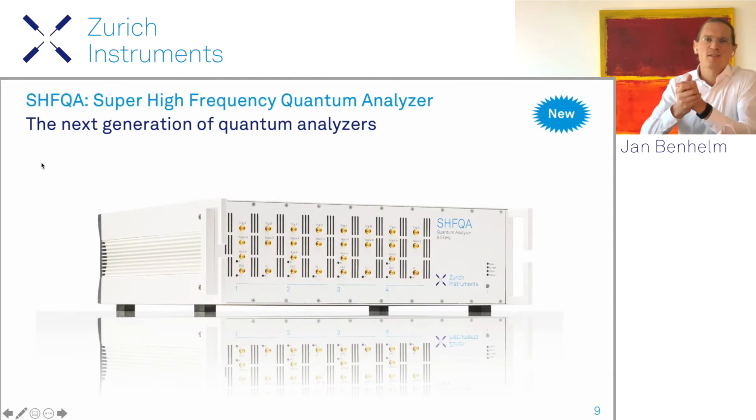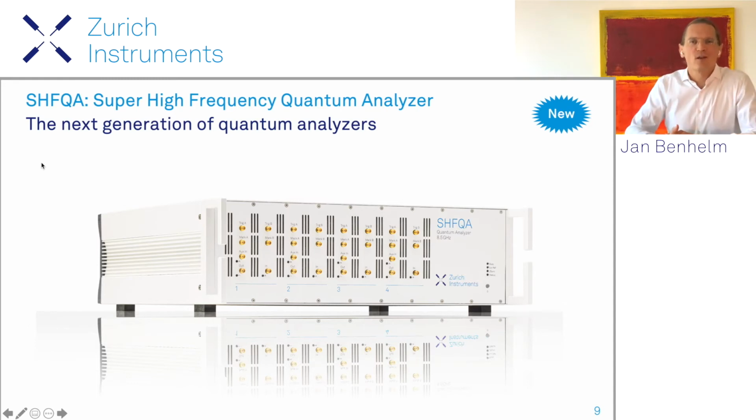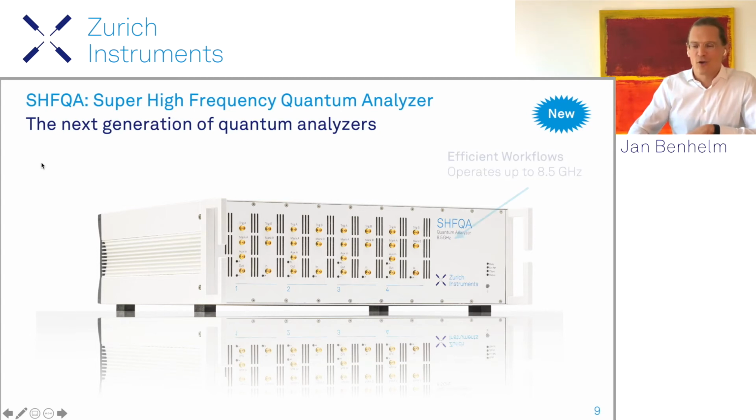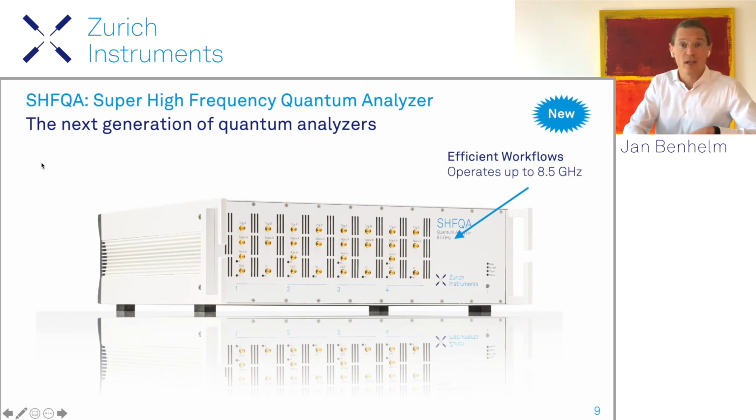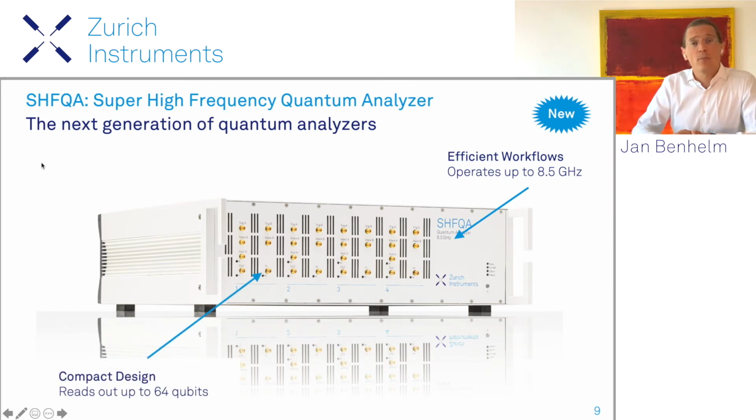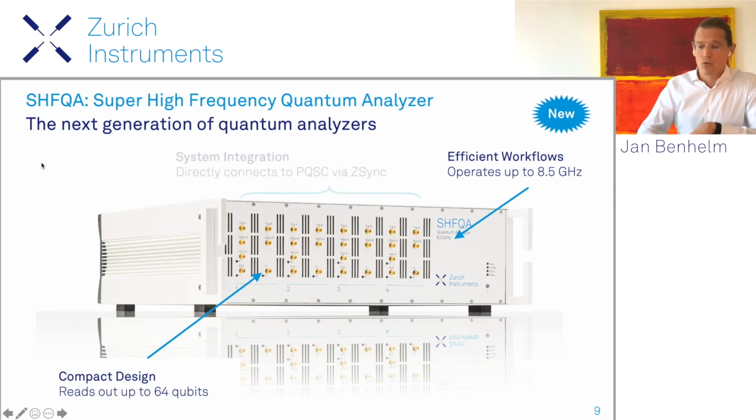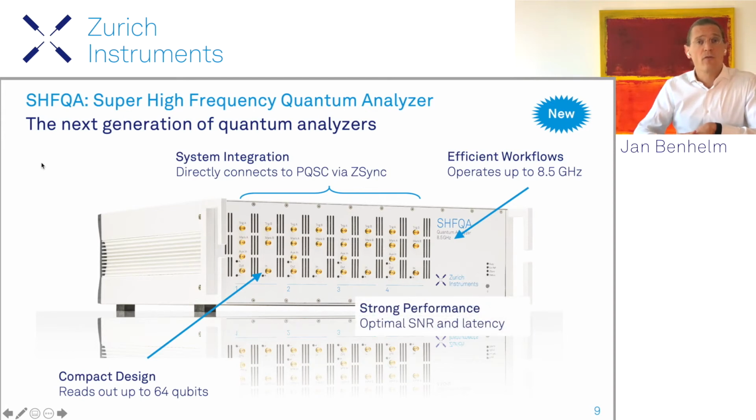Thanks, Sadik. Let's start with some good news on the hardware side, and that is the introduction of the SHFOA, a super high frequency quantum analyzer, which we see as the second generation of instruments, mainly also because it includes the microwave generation and detection up to a frequency of 8.5 gigahertz. It's a very compact design. We offer a 2 and a 4 channel version, and with this you can detect up to 64 qubits. The SHFOA is fully integrated into our QCCS system, and we took great care also to improve the performance in terms of signal to noise and latency.